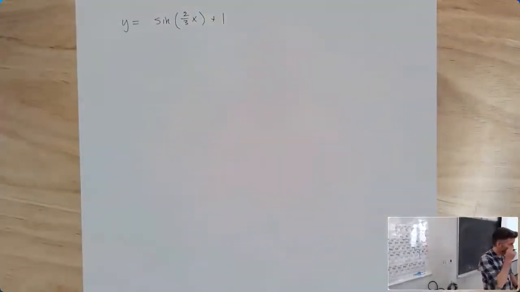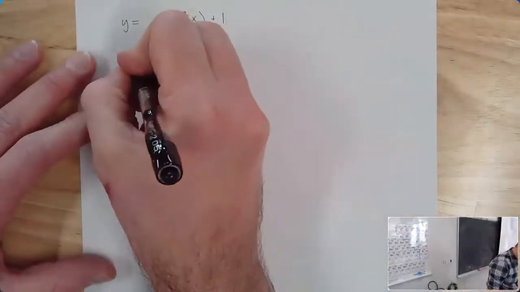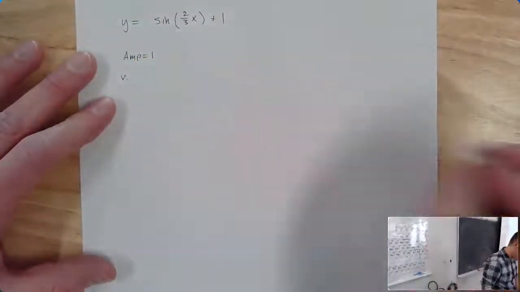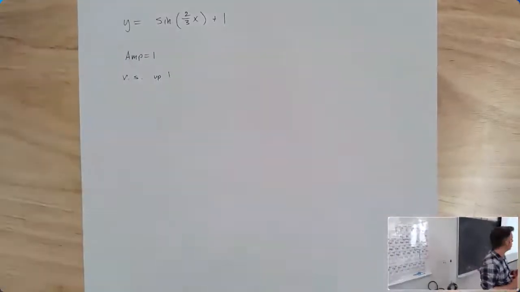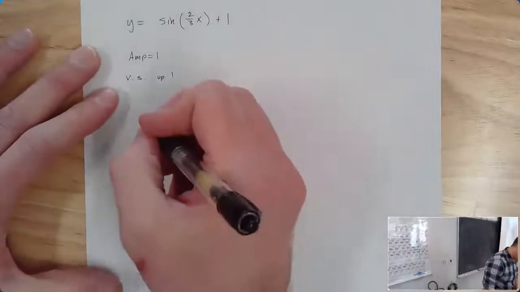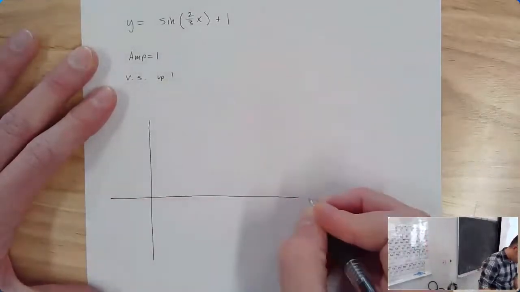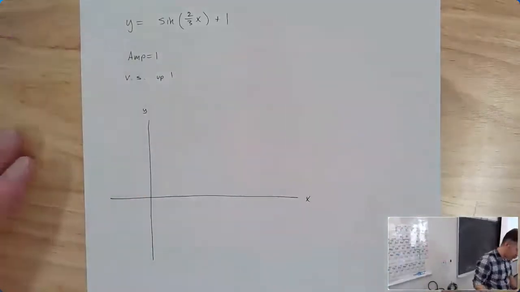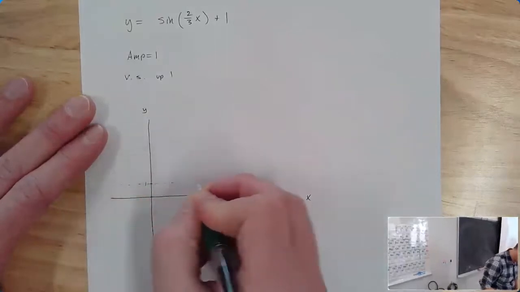Okay. The same sort of deal. The amplitude here is 1. You see that? Yeah. The vertical shift is up 1. Those are usually kind of the easier parts. So when I think about starting to graph this, I'm already thinking, okay, I know I'm going to go up 1. So my new middle, as I like to call it, is going to be 1.